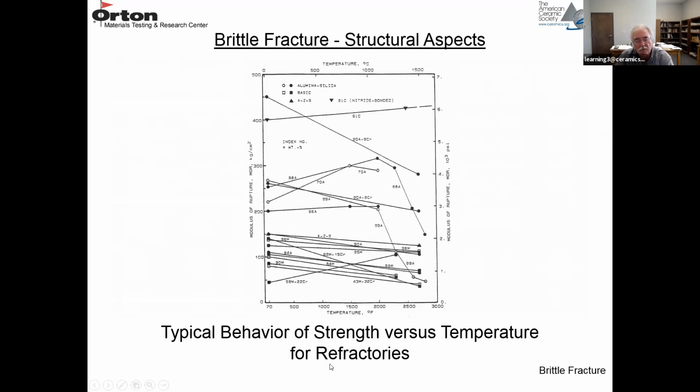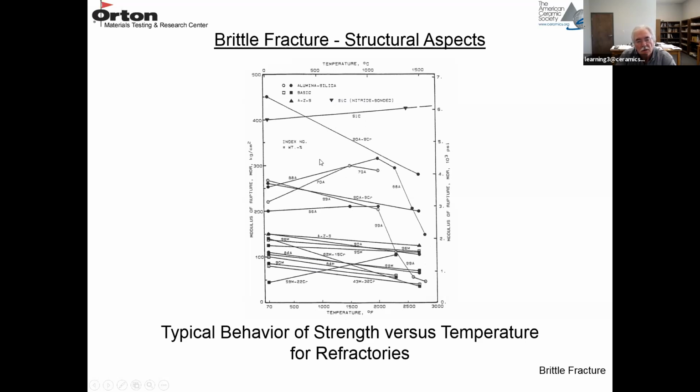So if you look at strength versus temperature for some refractory materials, the open circles are an alumina silica refractory, while the open and closed circles are alumina silica. The squares, whether open or closed, are basic refractories. The triangle with the point up is an alumina zirconia silica refractory known as AZS. The one with the point down is silicon carbide, and this one has to be a nitride, silicon nitride bonded silicon carbide. You can see the aluminum materials tend to be in the center, the basic refractories tend to be up here, and the silicon carbide is up here.